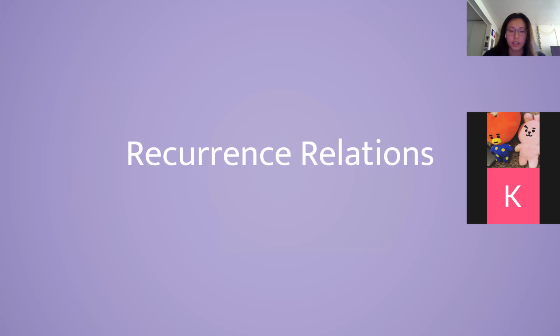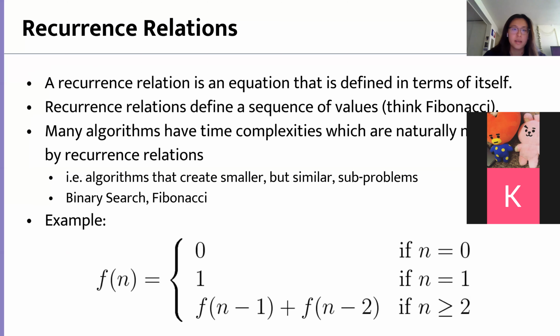So let's jump into recurrence relations. A recurrence relation is basically an equation that is defined in terms of itself. It usually also defines a sequence of values. So think about the Fibonacci sequence. Many algorithms will have time complexities that are modeled by recurrence relations. Later on, we'll learn about dynamic programming, and dynamic programming is almost always modeled by a recurrence relation. So if you want to see here, we have this f of n. F of n is defined in terms of f of n minus 1 and f of n minus 2, and that is why it is a recurrence relation.